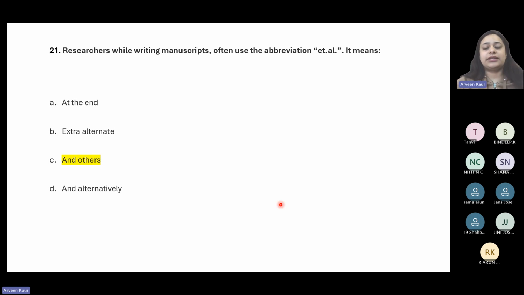So whenever we are writing, if we have like six people that are authoring a paper, right? Whoever's name is coming first, or the first three names, we write them, and then we write comma et al.